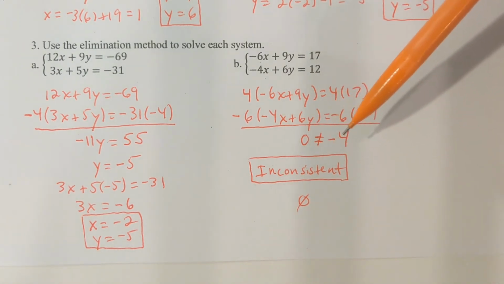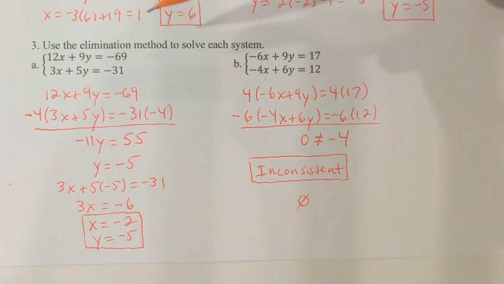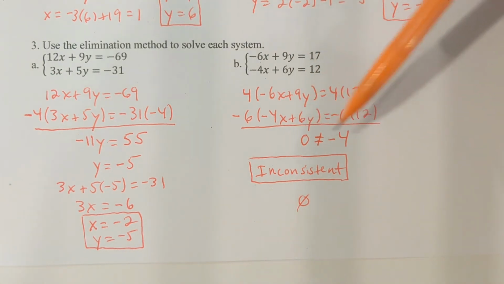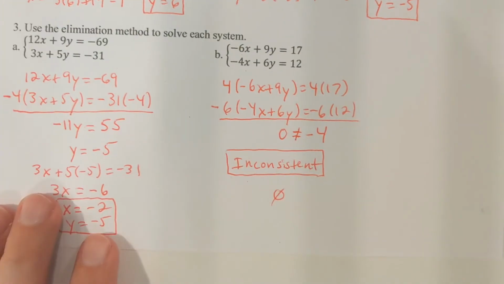Both the variables were eliminated, though, and you ended up getting something that was false. That means that we have an inconsistent system. An inconsistent system just simply means that there's no solutions to the system. In other words, it's not going to matter what you do. If you go through this procedure using the elimination method, you'll always have something that's false, like 0 equals negative 4. That's false. The empty set sign is also a symbolic way to represent no solutions.